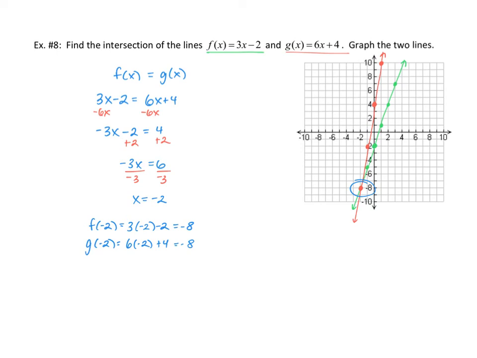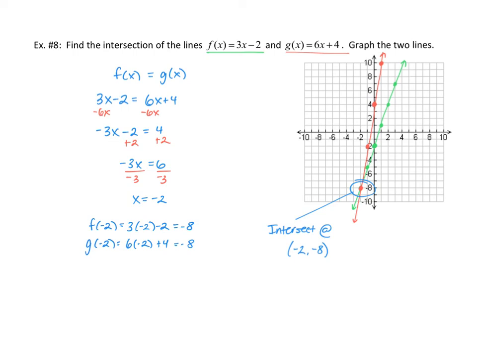what we notice is that the intersection point of these two lines is that they intersect at the point negative 2, negative 8, the same values that we found algebraically when we set our functions equal to each other.